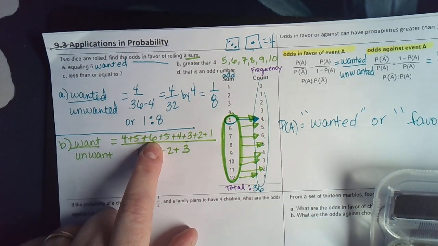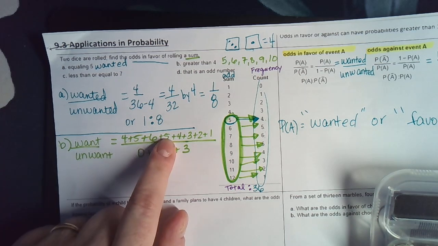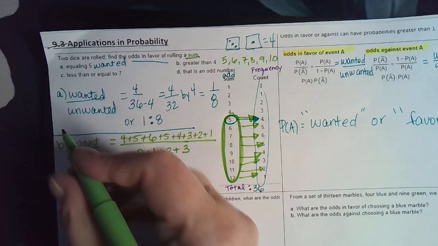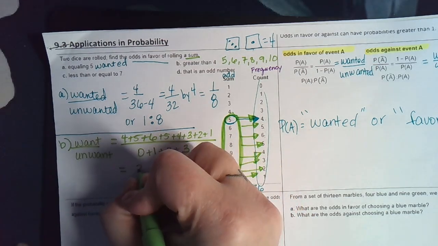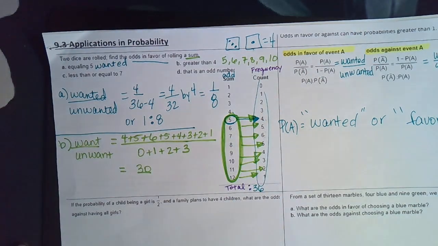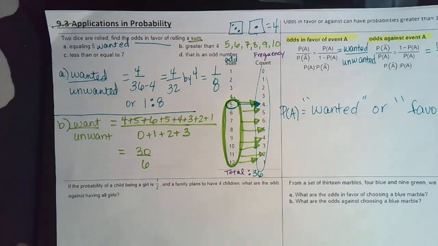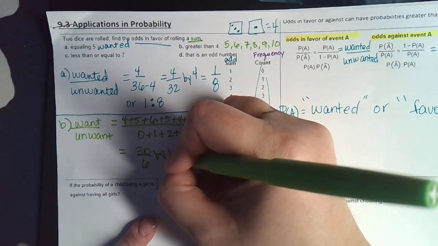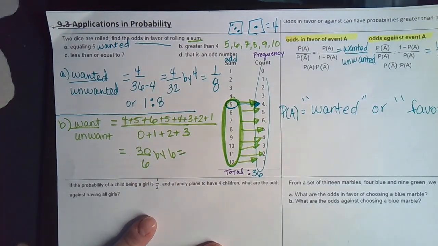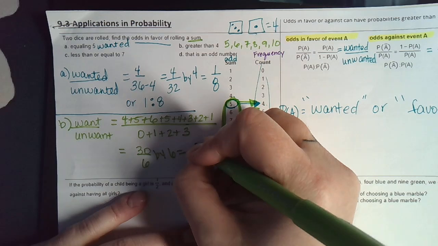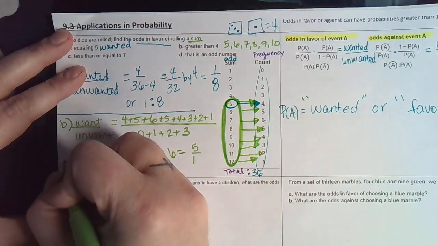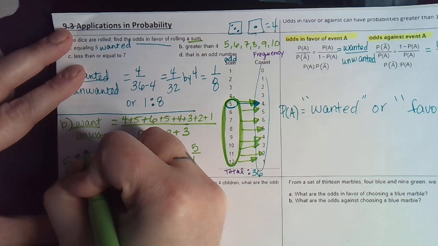Hmm, 11, 15, 20, 24, 27, 29, 30. Okay, so on top, I get 30. On bottom, I get 6. And then we're going to reduce this. But when we reduce it, let's leave the 1 in the fraction. So if I divide this by 6, we get 5 over 1. Or that's the same thing as 5 to 1.